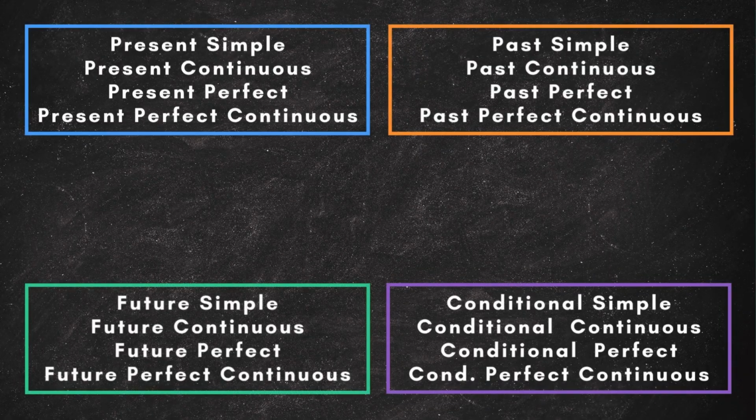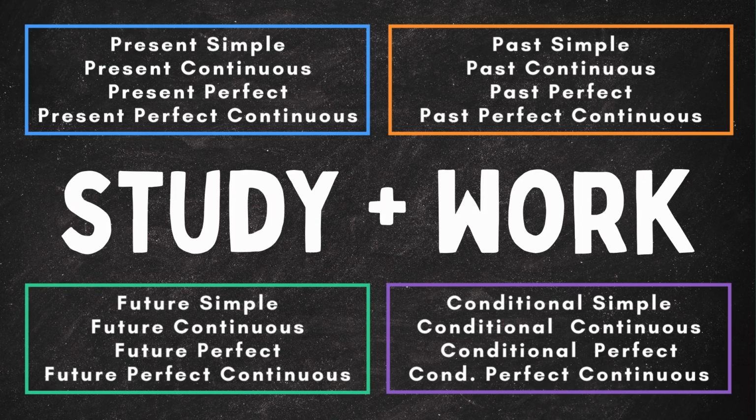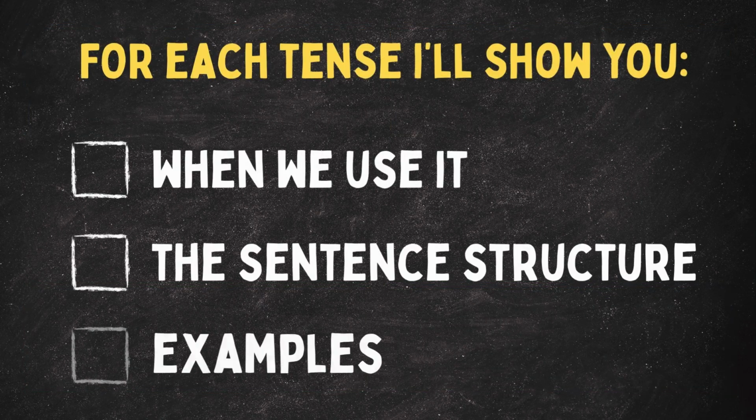Today we're learning all 16 English tenses with 2 verbs, study and work. For each tense, I'll show you when we use it, the sentence structure, and simple examples with study and work. Ready? Let's dive in.